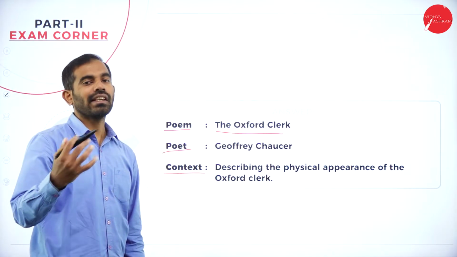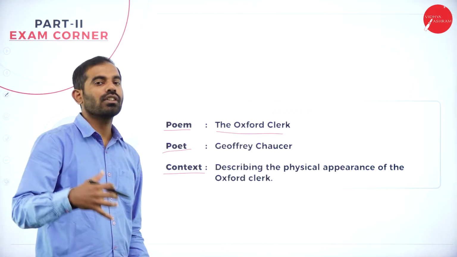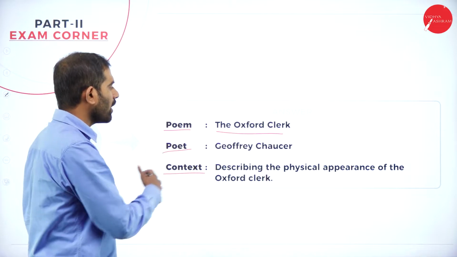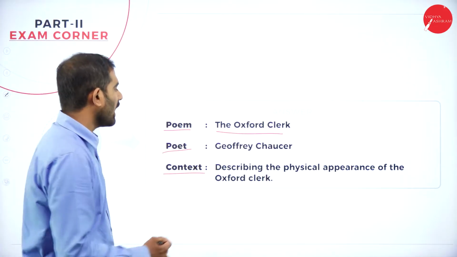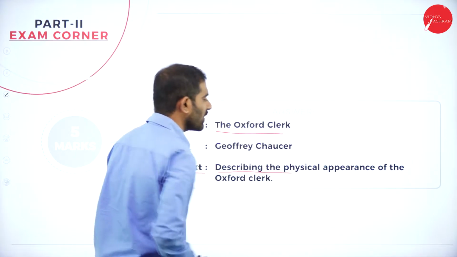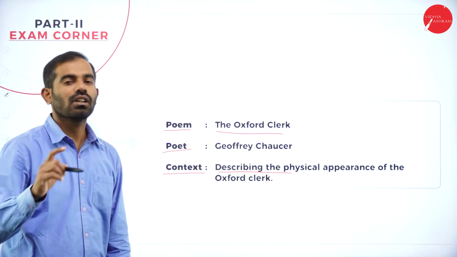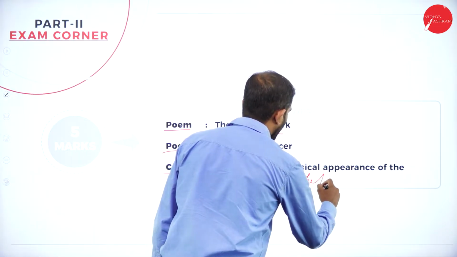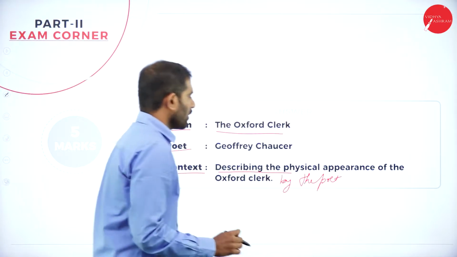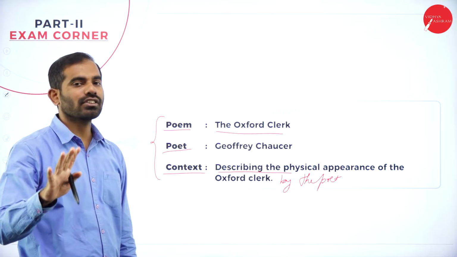Now, who is telling to whom, or who is talking about these words about whom? Here it is the poet who introduces the Oxford Clerk, and in simple terms, this is describing the physical appearance of the Oxford Clerk by the poet. Now, if you write this much, a minimum of 3 to 4 marks is guaranteed.